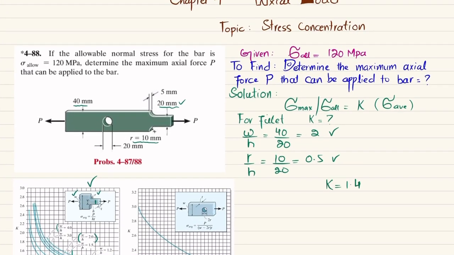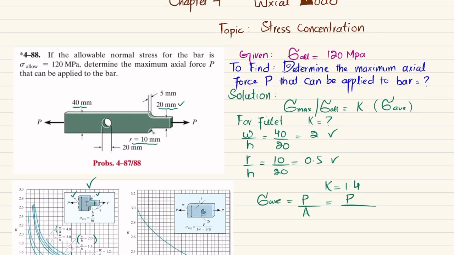Now what we will do is find the average stress due to this load. We know that average stress is equal to P divided by A. P is not known, and for this portion, you can see this will be the cross-sectional area. So height is 20 millimeter and thickness is 5 millimeter. We will convert it into meter, so area will be equal to 0.02 multiplied by 0.005. Clear? And we also have allowable stress, which is 120 megapascal. So you have all three values.